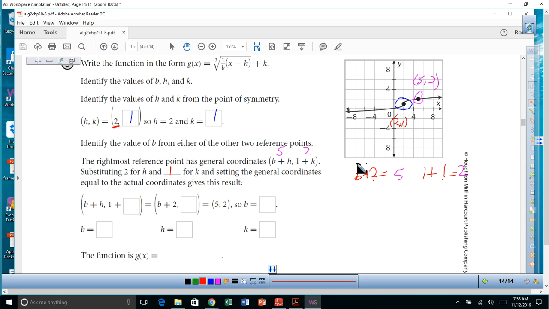That worked out real well, but we don't know what b is. If we subtract 2 from both sides, we get b equals 3. So we can put b equals 3, h equals 2, and k equals 1. So the function is g of x equals the cube root, and that's going to be 1 over 3, times x minus 2, and then plus 1. And we've done it.